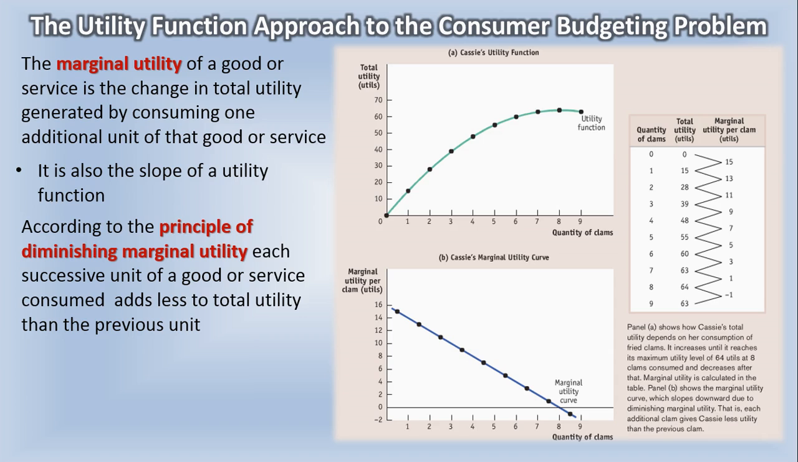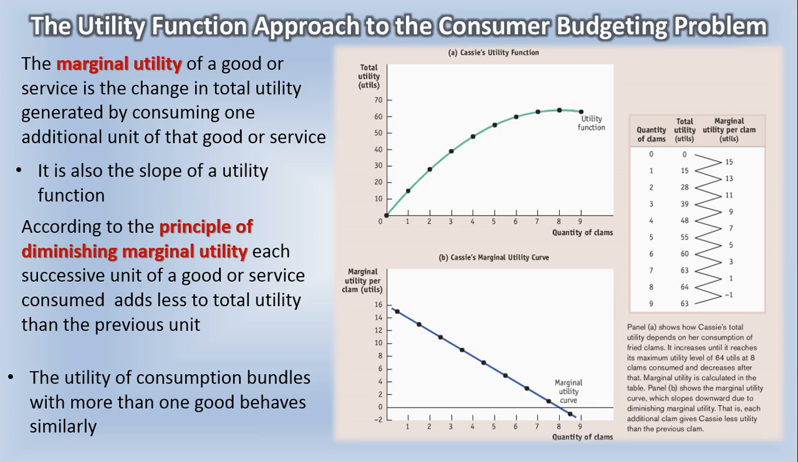According to the principle of diminishing marginal utility, each successive unit of a good or service consumed adds less to total utility than the previous unit. So that's generally what we assume about most consumption behavior, that it exhibits diminishing marginal utility. In that case, we just saw perfect substitutes where the preferences were straight lines. We didn't have that. And so we have to be explicit about that if we're going to consider that case.